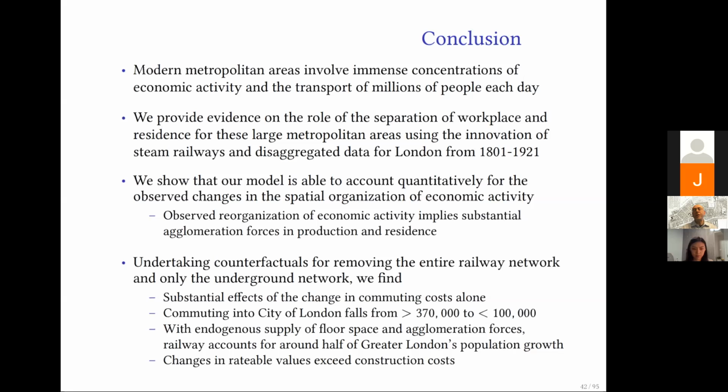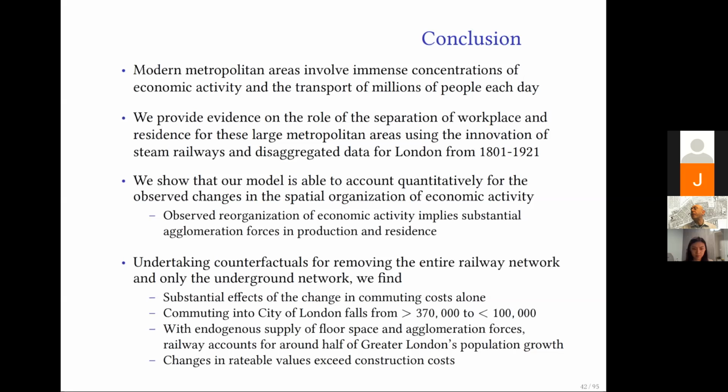We find that our model is remarkably successful at explaining the reorganization of economic activity you observe in London following the new transport technology. So the specialization of the center as a workplace and the suburbs as a residence. Just from removing the railway network, we find commuting into the City of London alone falls from around 370,000 to around 100,000. We find there's a very, very important endogenous response in the value of land and buildings to this transport technology that magnifies the impact of the new transport technology, as does allowing for agglomeration forces.